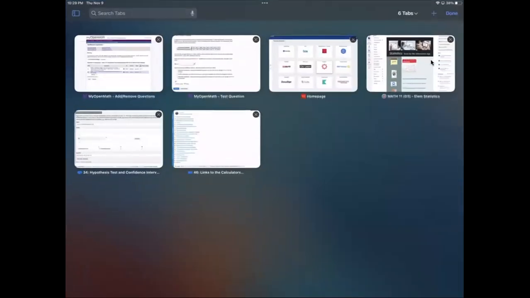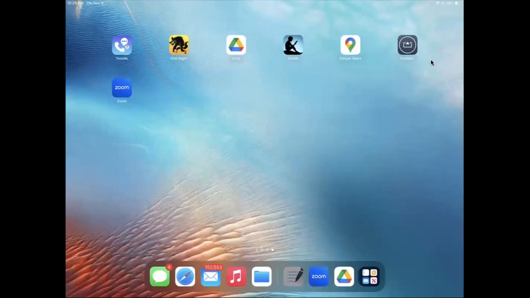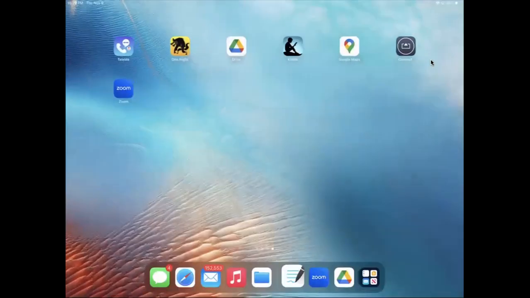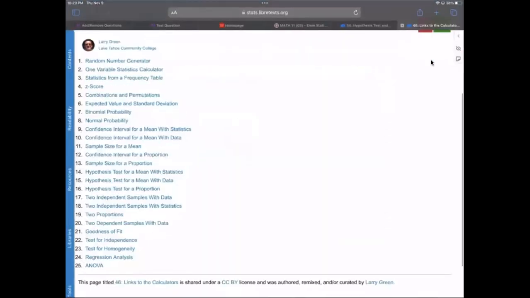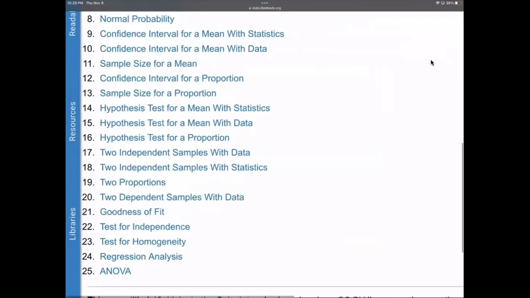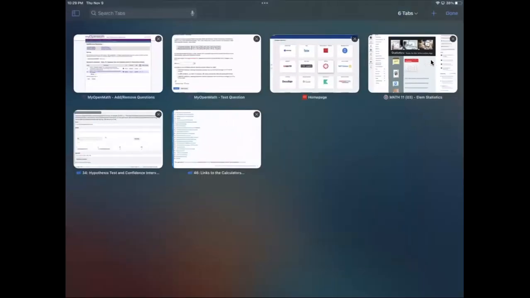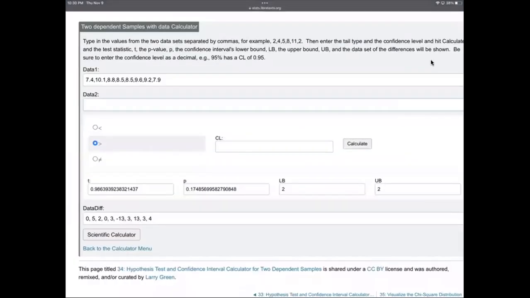First off, what calculator? Let me go back and write that. It's calculator number 20. Calculator number 20, the dependent one. So let's go back and take a look at that. Here it is. So down there, number 20, 2 dependent samples with data. So choose that. And when you do, you'll see this calculator here, 2 dependent samples with data calculator.